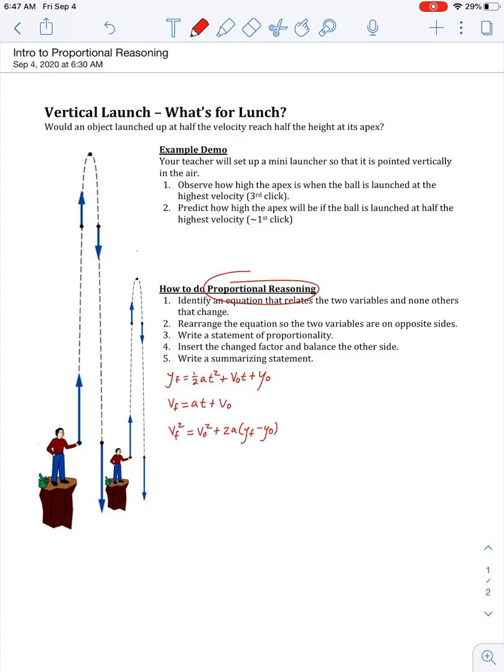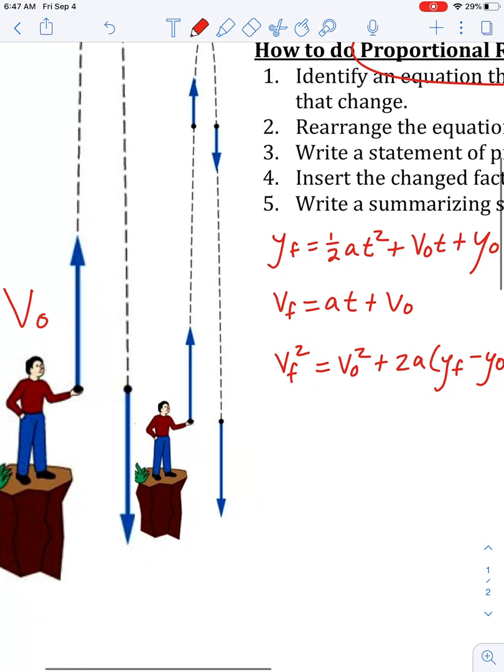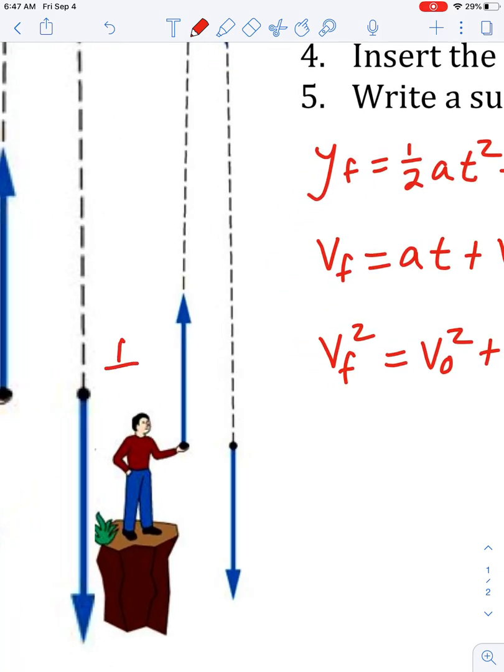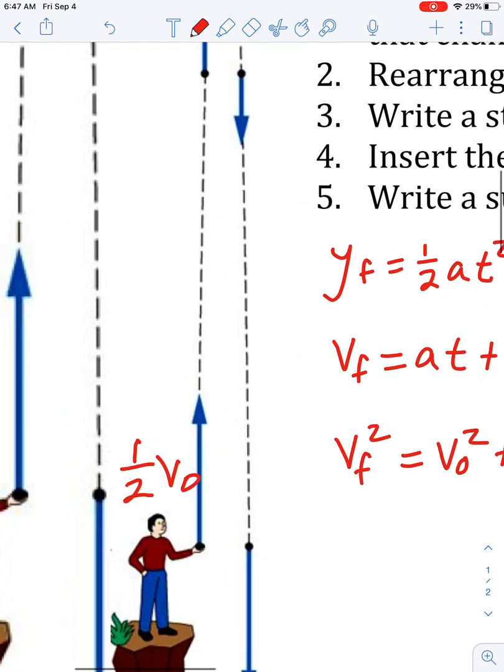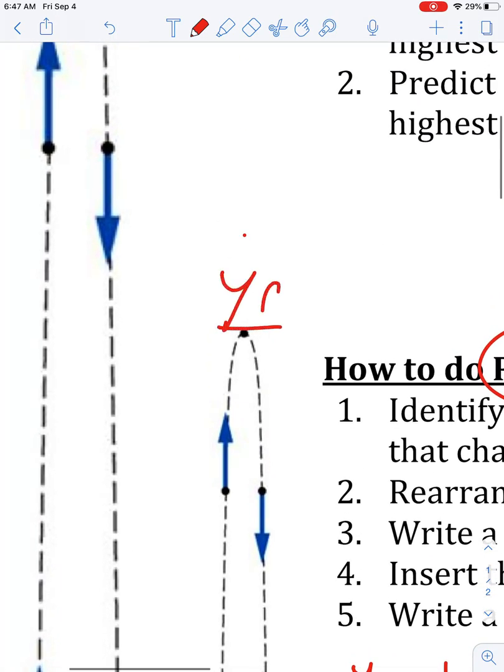Okay, so for example, today we went outside and we did a little activity or experiment where we launched something up in the air. Imagine that we launched something up in the air and it reached this height, this Y final, that apex right there. What would happen if instead of launching that same object up with the initial velocity that we originally launched it with, we launched it up with 1/2 the initial velocity? How high would it travel now? What would be the new Y final?